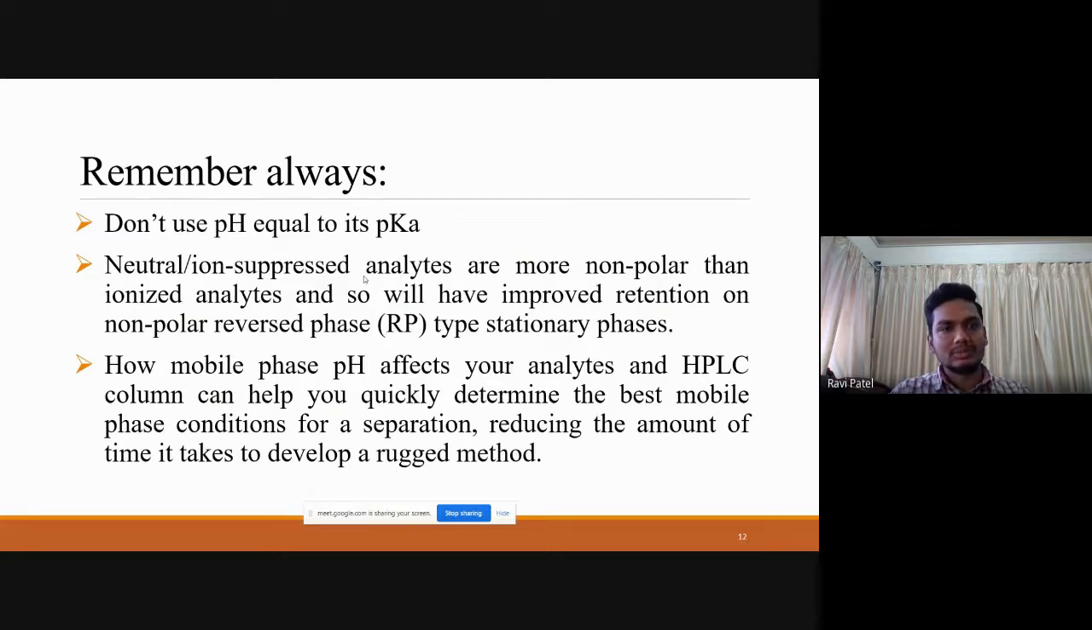So what we should remember is: do not use a pH equal to its pKa. This is the standard tagline that you have to remember during your method development. And there are two general taglines for non-polar and polar compounds. If a compound is non-polar in nature, it will be retained on RP-HPLC and elute later. If a compound is polar in nature, it will not be retained in RP-HPLC and elutes speedily.